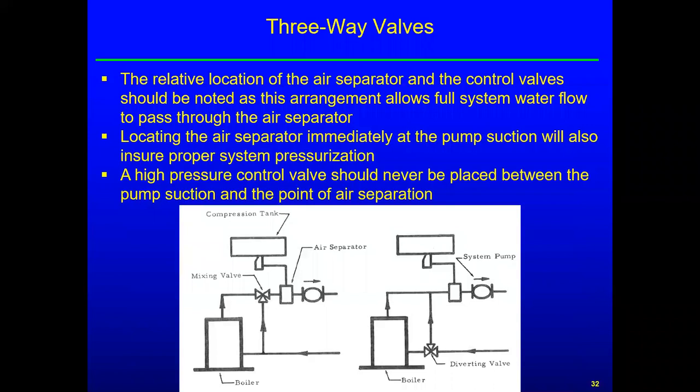Okay, some comments about valve location. The relative location of the air separator and control valve should be noted, as this arrangement allows full system flow to pass through the air separator. Yeah, so like say that bypass line, you would not want to tie it in between the air separator and the pump suction, because then air and water would not go through the air separator.